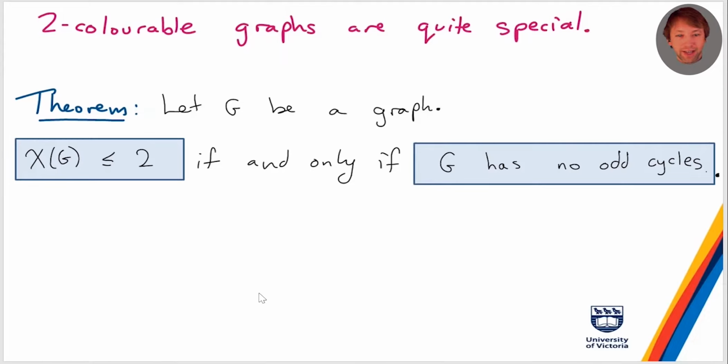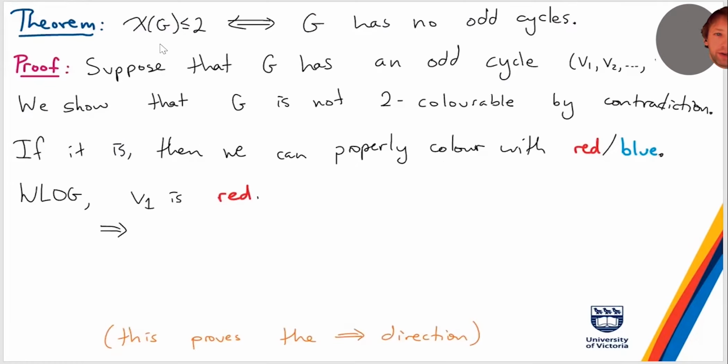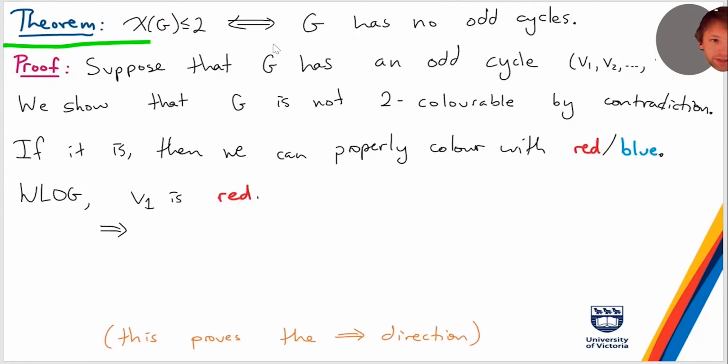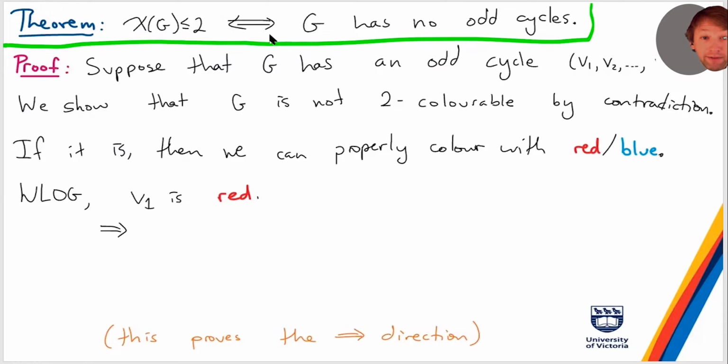And like I said, this is going to be special in the sense that if you have 3 colors or 4 colors, you're not going to have a similar simple characterization. Okay, so is it clear what I'm saying in this theorem? Up here I've just restated the theorem again. This is just chi of G is at most 2. We want to prove that this is if and only if G has no odd cycles.